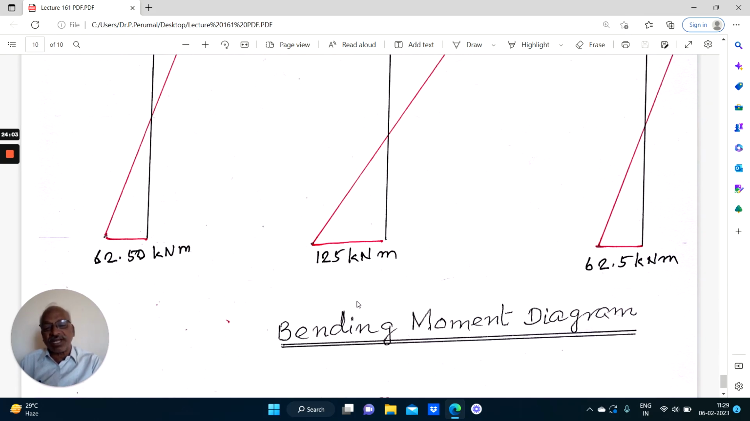So that completes. This can be done for any number of bays and any number of columns, because you will not always be discussing 2 bay 2 story, maybe 3 bay 3 story, even 10 stories, no problem. This is the procedure. So that is about the portal method.